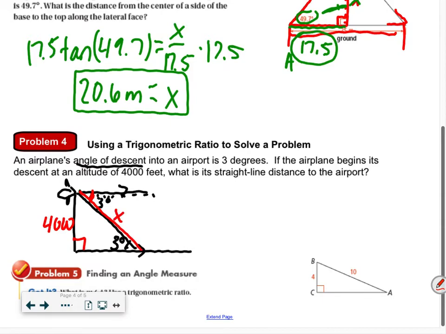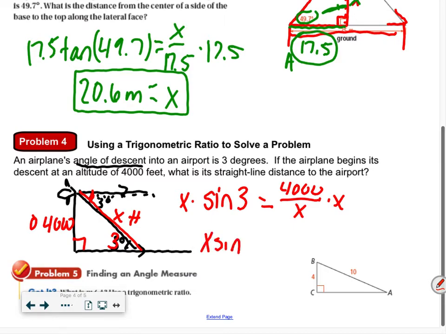Well, how it relates to my angle, 3: 4,000 is opposite, and my x is my hypotenuse. So I'm using sine. The sine of 3 is opposite 4,000 over my hypotenuse x. Kind of the same idea as the one before. Multiply by the bottom of your fraction. This time it's an x. So I have x sine of 3 equals 4,000.